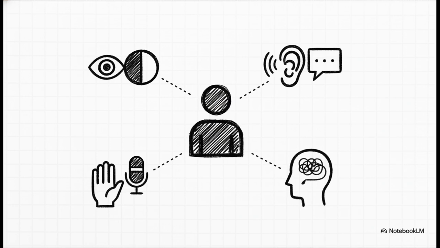That means things like high-contrast themes for visual impairments, text-to-speech options for auditory impairments, and solid voice command support for motor impairments. Technology should be for everyone.